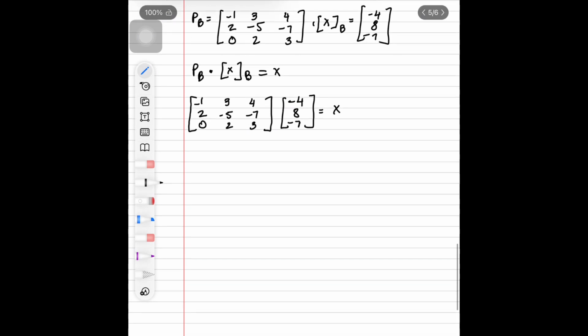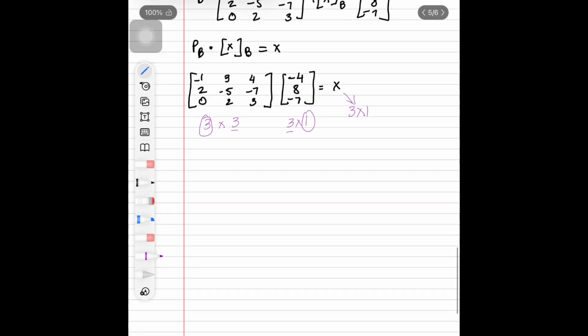Let's verify. So this is 3 cross 3, and this is 3 rows, 1 column. These two match. These are the answer dimensions. 3 cross 1 is the dimension for x. Let's solve the matrix multiplication. So we're going to have 3 rows. That's why I picked 1, 2, 3. And we're going to have 1 column, so we just have that.